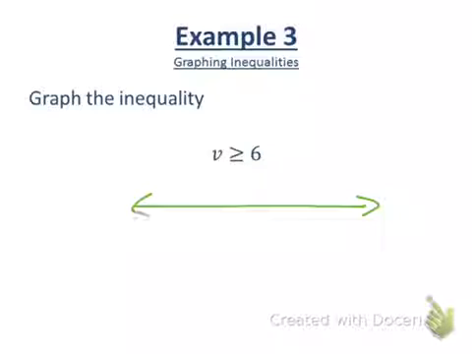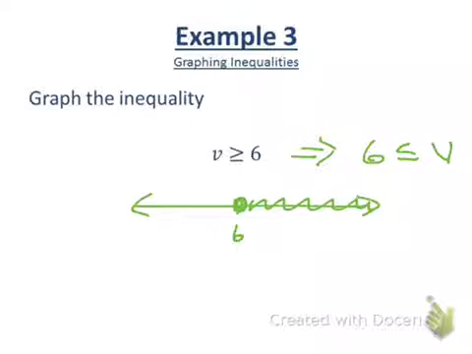Everybody just work on it a second. Closed circle at 6 and shade to the right. Right? Only if the variable's on the left. Because this is the same as 6 is less than or equal to v. So we don't always shade the direction of the arrow. It's safe to say that if the variable's on the left, but you can't do it that way.